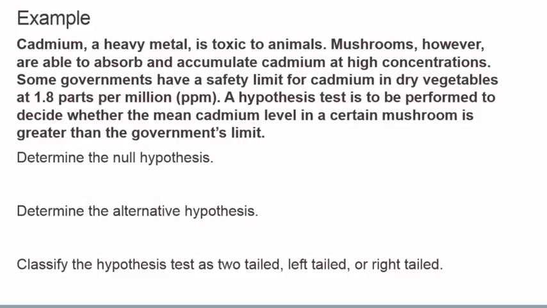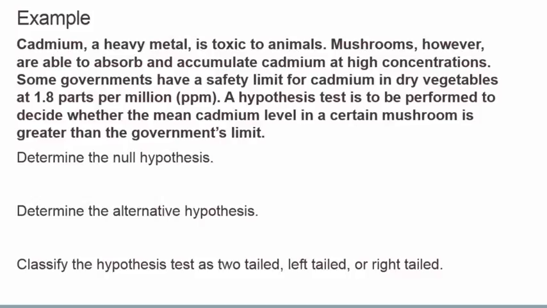Example: cadmium, a heavy metal, is toxic to animals. Mushrooms, however, are able to absorb and accumulate cadmium at high concentrations. Some governments have a safety limit for cadmium in dry vegetables at 1.8 parts per million, ppm. A hypothesis test is to be performed to decide whether the mean cadmium level in a certain mushroom is greater than the government's limit. Determine the null hypothesis.